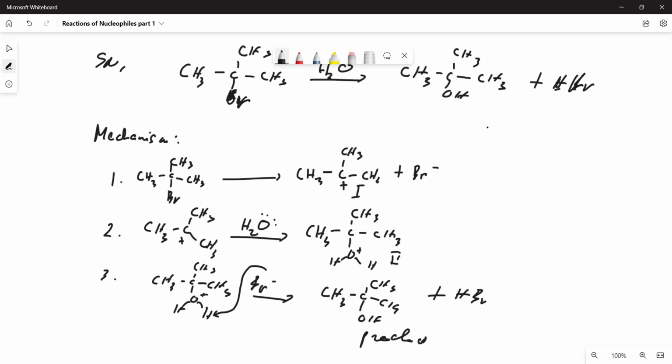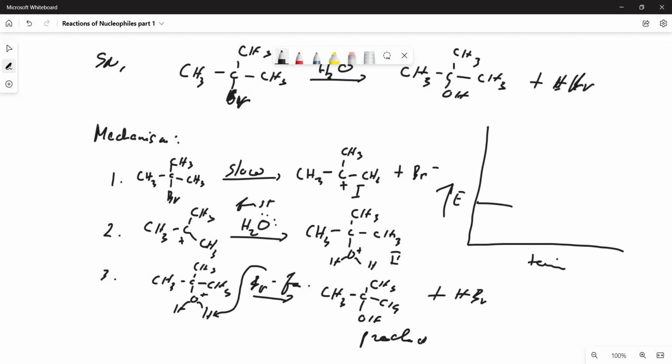So if we're going to illustrate the energy diagram for this reaction, you have the energy, you have the time. So at the start, okay, this is the slow step. This is fast. This is fast also. So the slow step will have the highest activation energy. And you have a very small activation energy here for the third step.